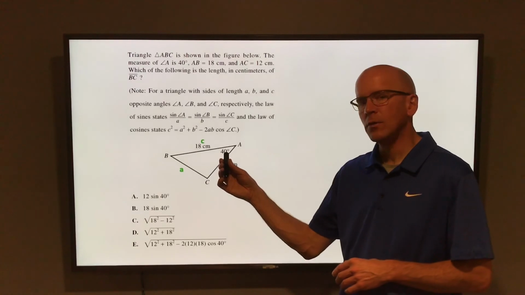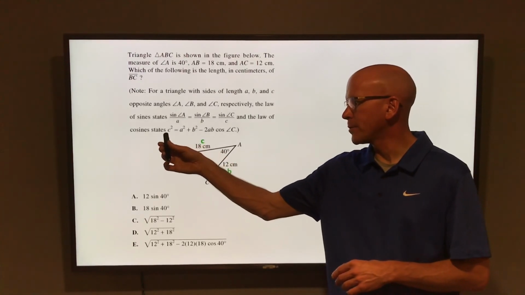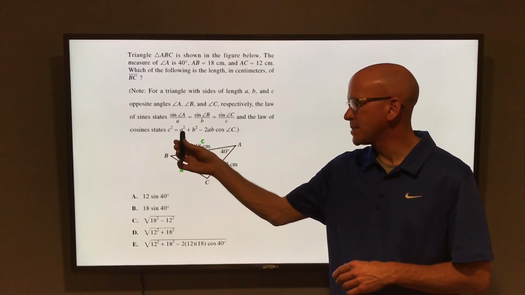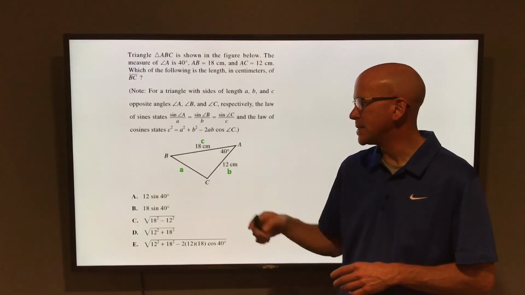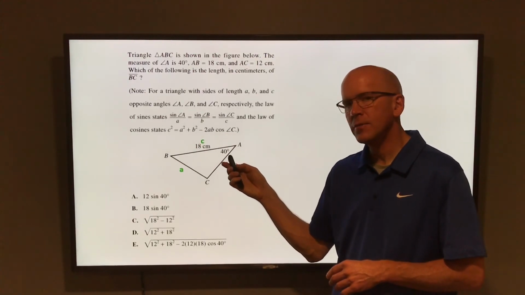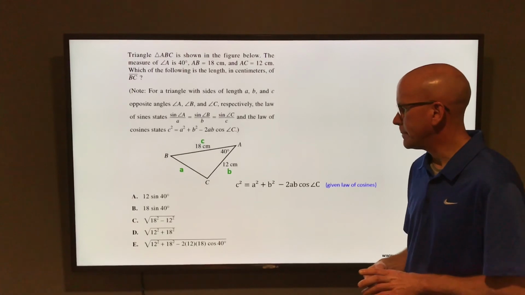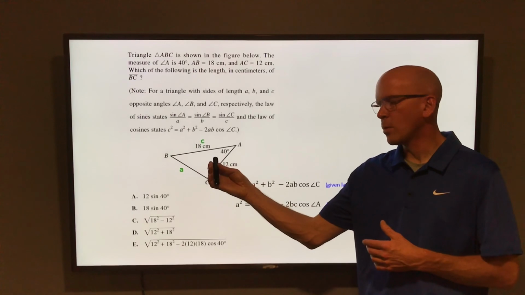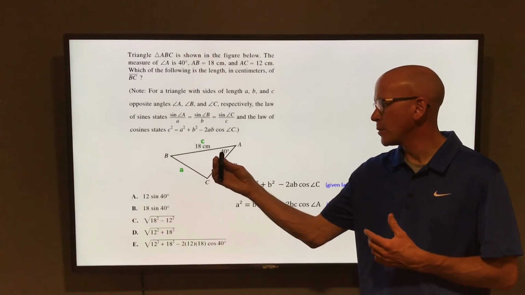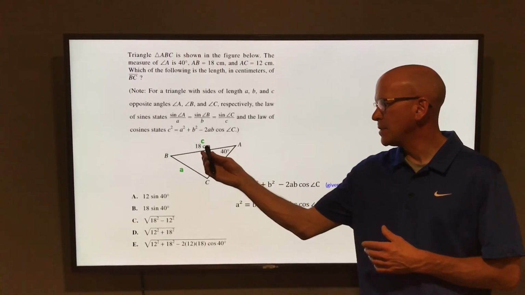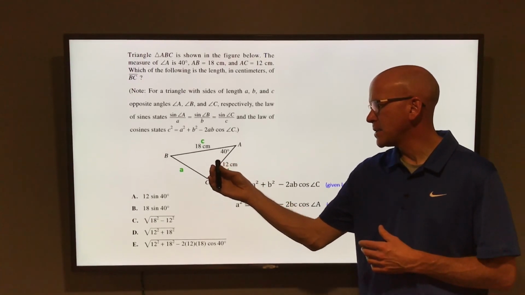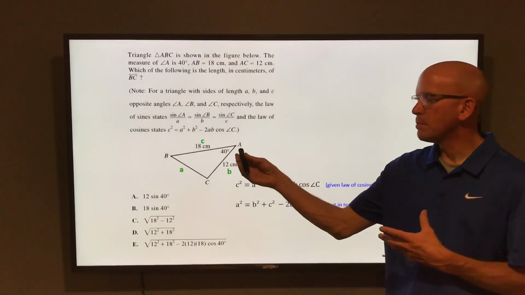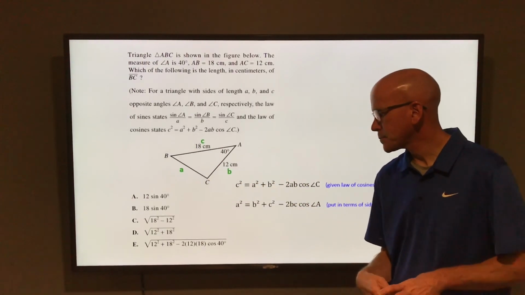Well, we're given angle A here. So we're going to alter that law of cosines. We're going to say A squared is equal to B squared plus C squared minus 2BC times the cosine of the angle we're given, which is angle A. So this is the law of cosines. We're going to alter that to fit the hand we're dealt here. We're given a 40-degree angle at A and these two sides. Side C is 18, side B is 12, so we can use the law of cosines, but we have to alter it somewhat to match this angle A.